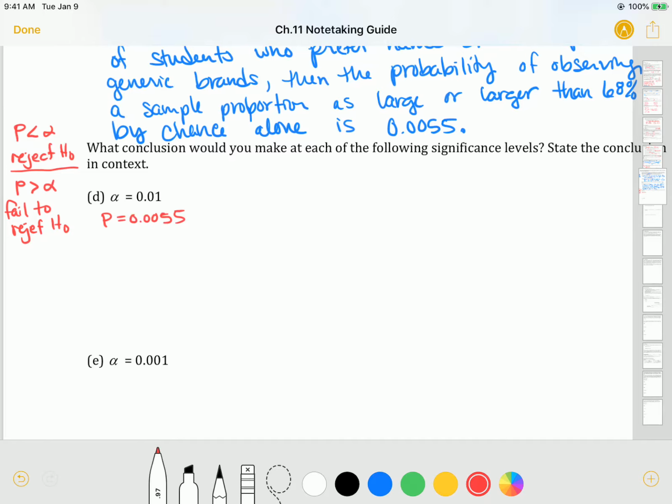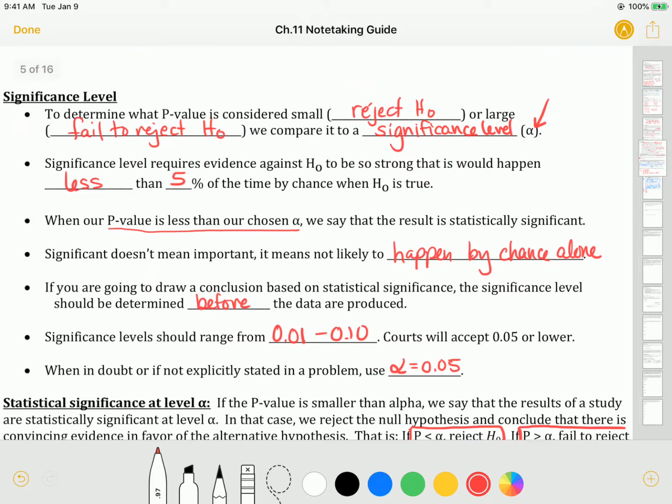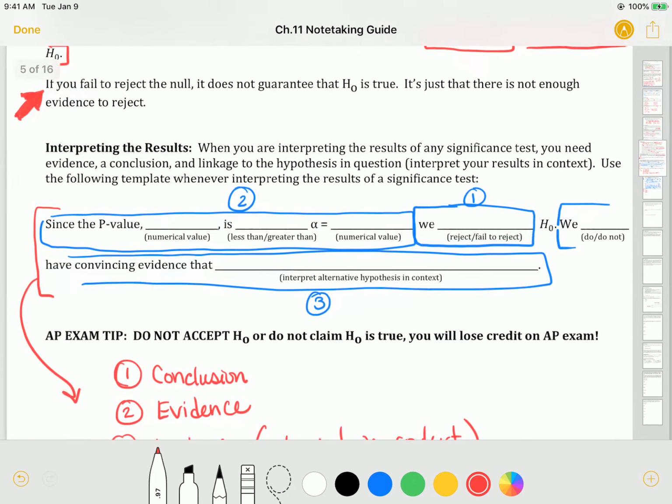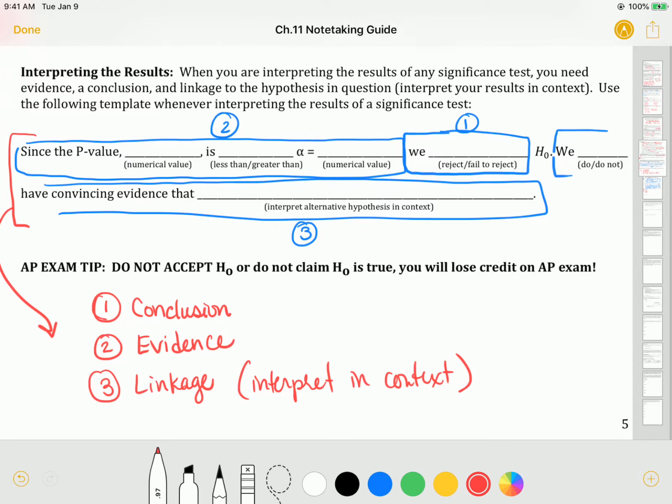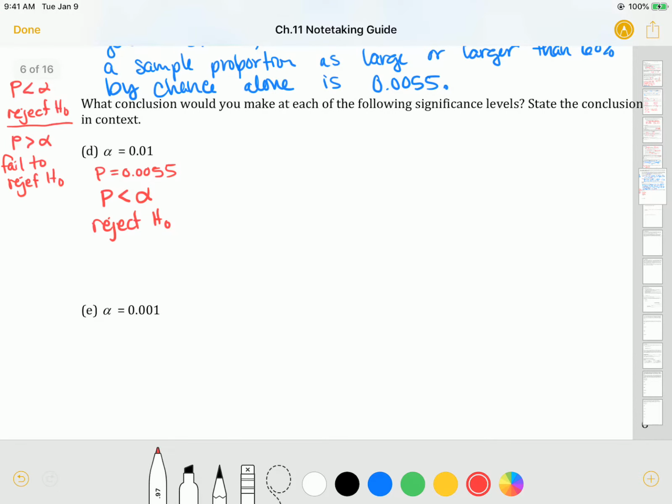0.01 is bigger than 0.0055. So that means that p is less than alpha, and that means we reject H0. And remember, small p-values give us good evidence. So you might want to go back to this little template. This is what we're going to be following right here, those three steps we talked about: our conclusion, our evidence, and our linkage. Okay?